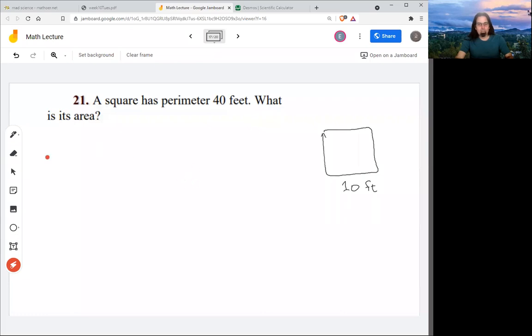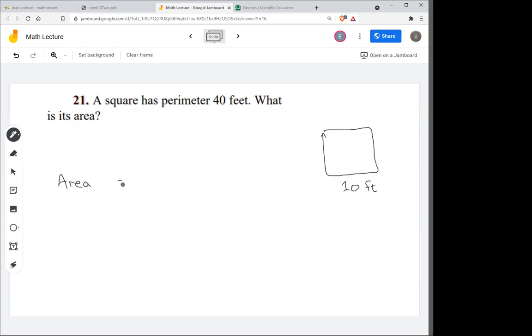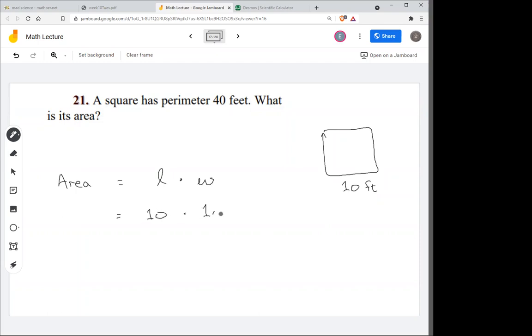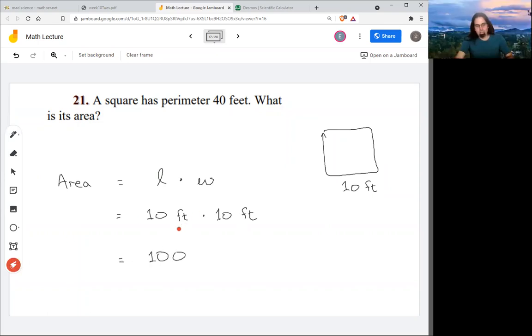So what is the area? Length times width. It's a square. They're all 10. 100. I'm actually going to put the feet in. So 10 times 10 is 100. And then feet times feet is square feet. Ta-da.